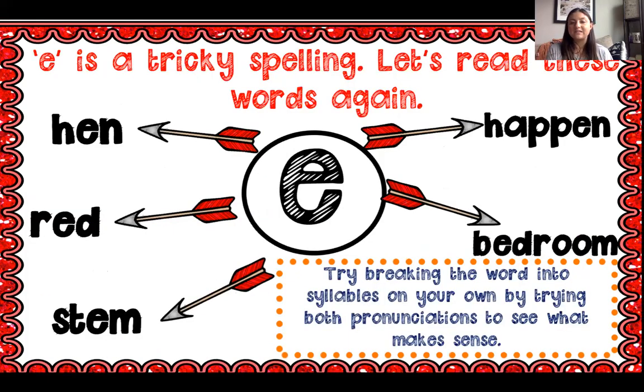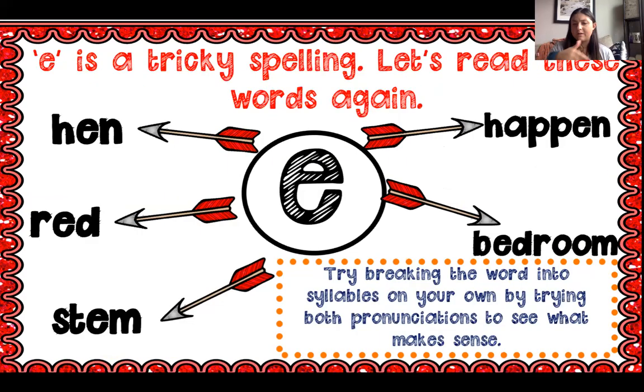Let's read some of these words again. Okay, so these are the ones we just stretched out before. We're going to read them together. Hen, red, stem, happen, bedroom.